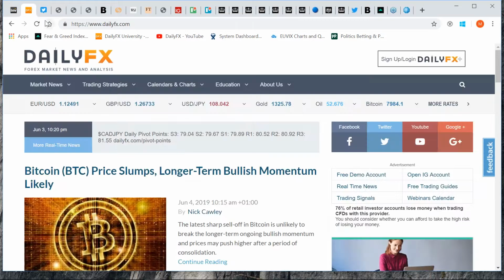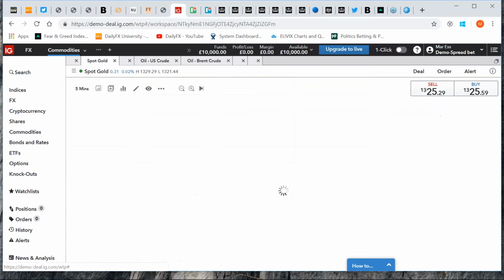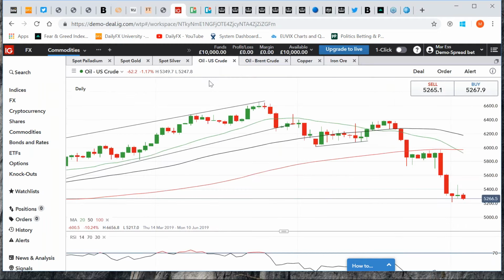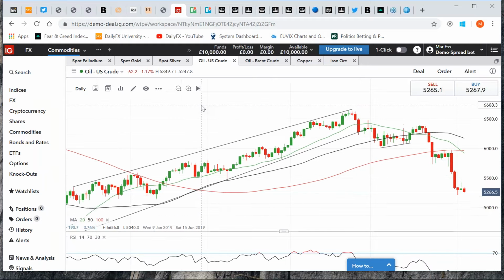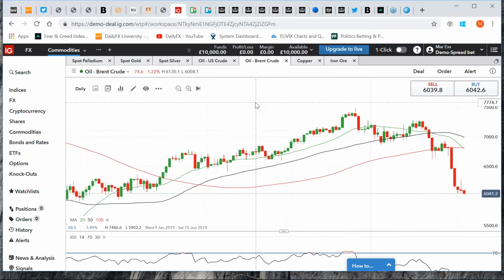So let's have a look at that. And where's my charts? There they are. So let's go back onto commodities and let's have a look at not gold this time, but US crude. And you can see there this very steep fall in US crude oil prices. This is the WTI, West Texas Intermediate contract, and the same is true of Brent crude, which is the global benchmark. So you can see very steep falls in the oil price.